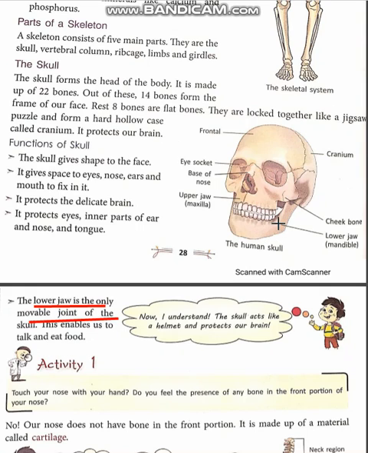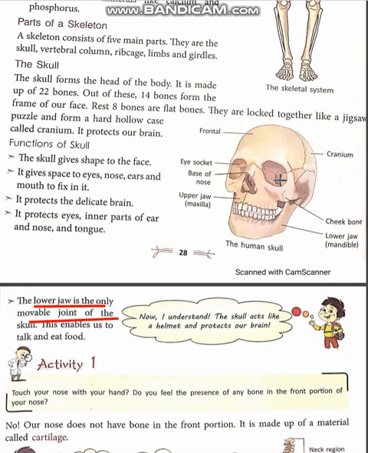Suppose this was also not moving, then what happens? Can we talk? No. Can we eat? No. Nothing is going to happen. We just become a statue. So this is something very important. Except for this lower jaw, all parts are fixed, and this is the only part which is movable in the skull. So let us have a recap.